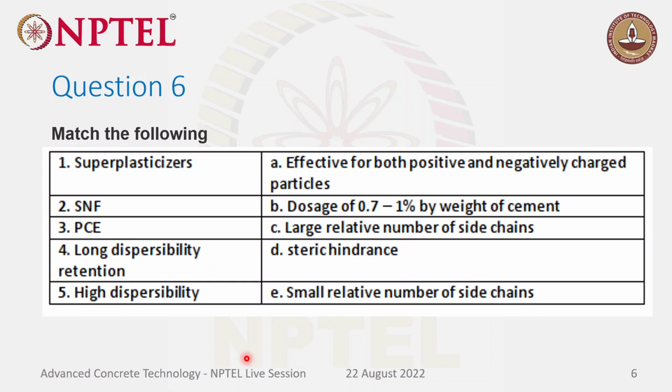Here I think they are discussing the PCE type, in which the function depends on the long and short backbone polymer and the side chains, based on the length of the side chains and the length of the backbone polymer in polycarboxylate ether type water reducers.